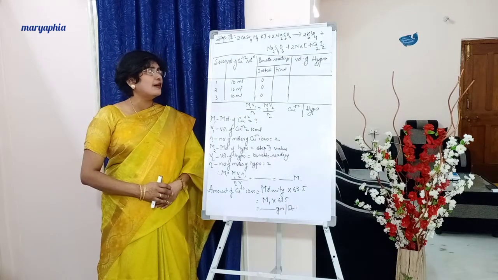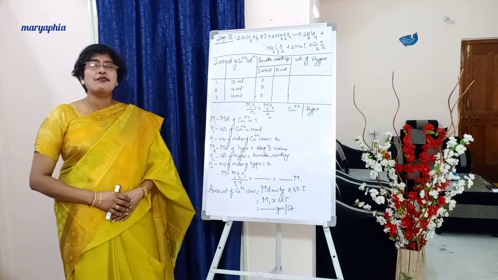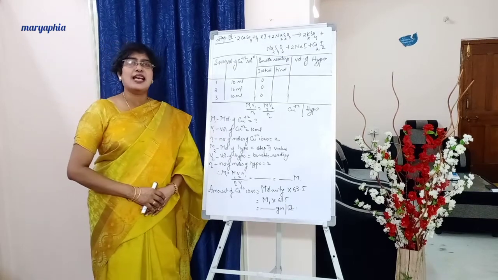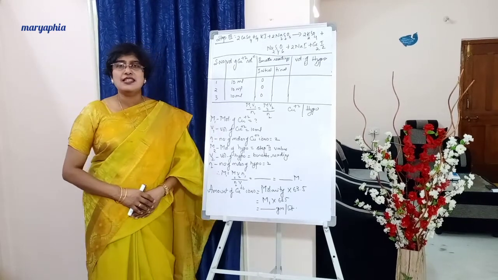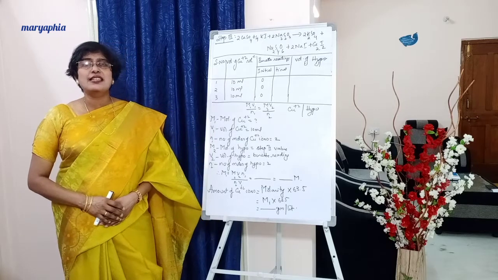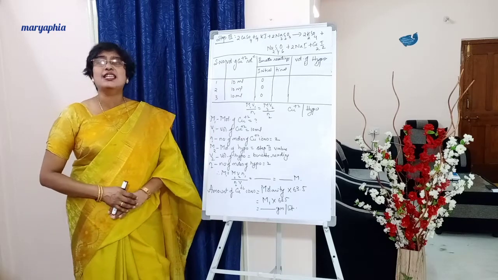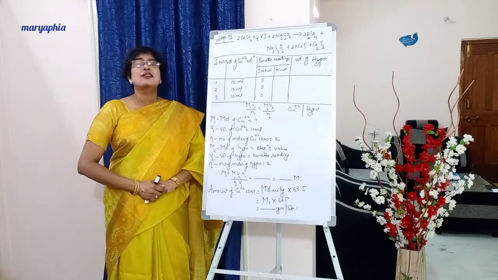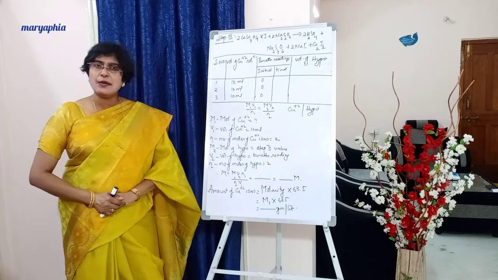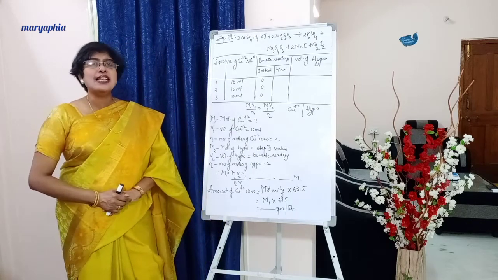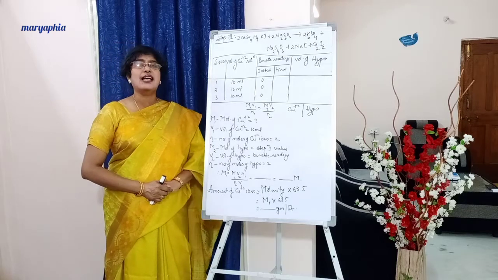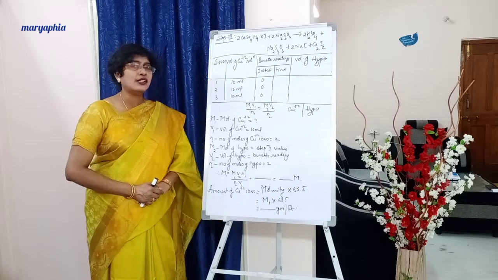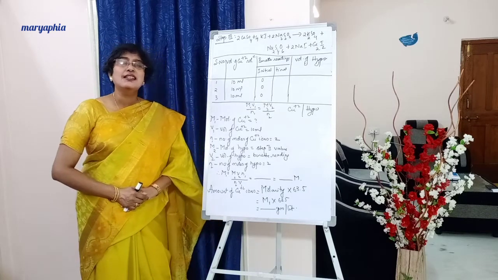So, this is about the procedure of estimation of Cu2+ ions and the observations and calculations, students. First write down all of this in your observation book. Later we will do the experiment in the laboratory, and then we can substitute the values and calculate. Okay, students.